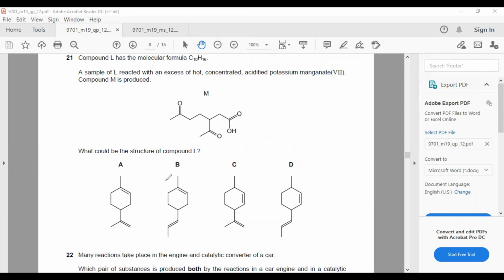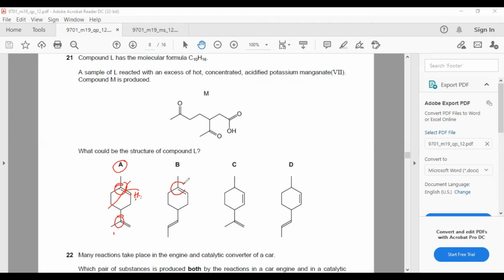This carbon has no hydrogen. It will form ketone. This carbon has one hydrogen. The bond will be broken down, and it may form carboxylic group. This carbon has no hydrogen. It can form ketone, and this gives two ketone, one carboxylic acid. A is the answer.